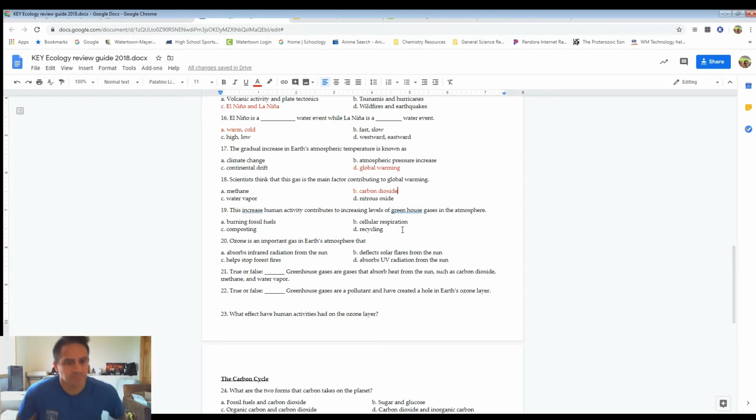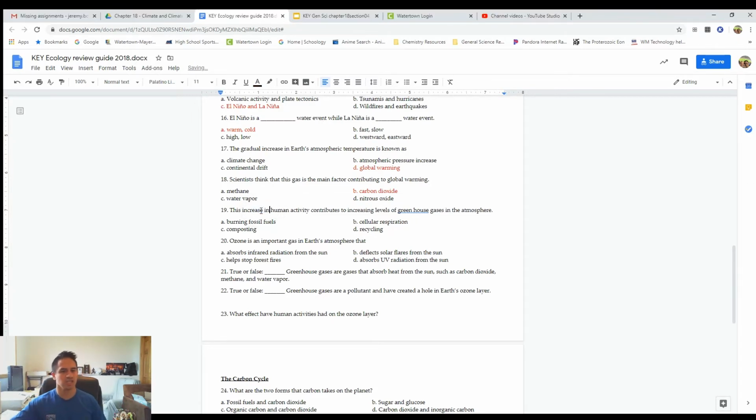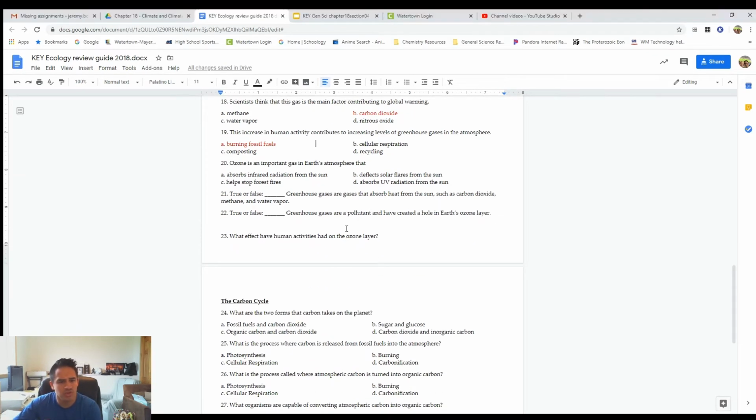Number 19, this increase in human activity contributes to increasing levels of greenhouse gases in the atmosphere. This is going to be burning fossil fuels. It's a major thing that we humans do that is not natural, doesn't typically happen in nature, that releases large levels of carbon dioxide, which is a greenhouse gas. Number 20, ozone is an important gas in Earth's atmosphere. Ozone's job is to absorb UV radiation from the sun. It's very important.